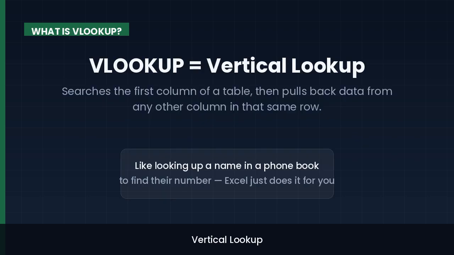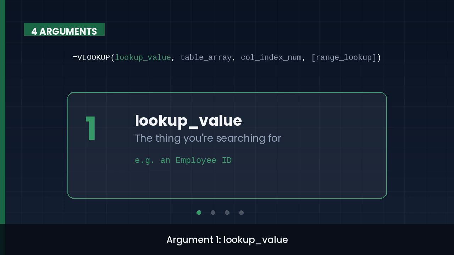VLOOKUP stands for vertical lookup. This formula searches for a value in the first column of a table and pulls back data from any other column in that same row. Think of it like looking up a name in a phone book to find their number, except here, Excel does it automatically. The formula has four parts.